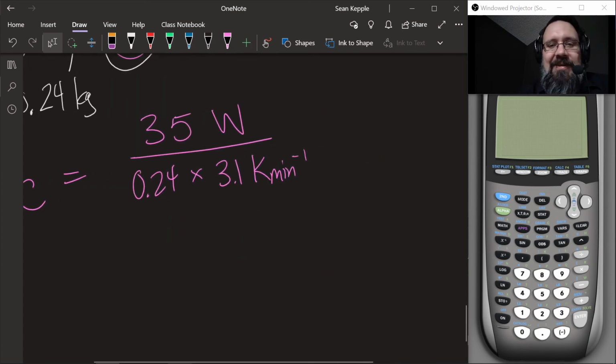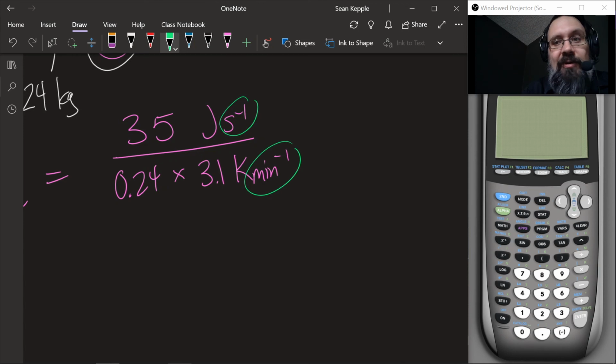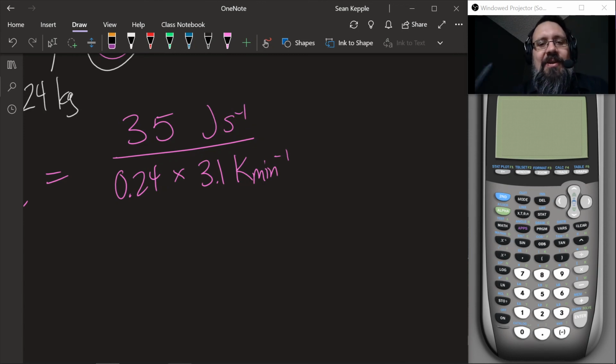Okay, like I was saying before, since the watt is actually a joule per second, we want both of these time units to be per seconds so that they cancel out. So we're going to need to convert this per minute into a per second. The way you do that is by multiplying by 60.